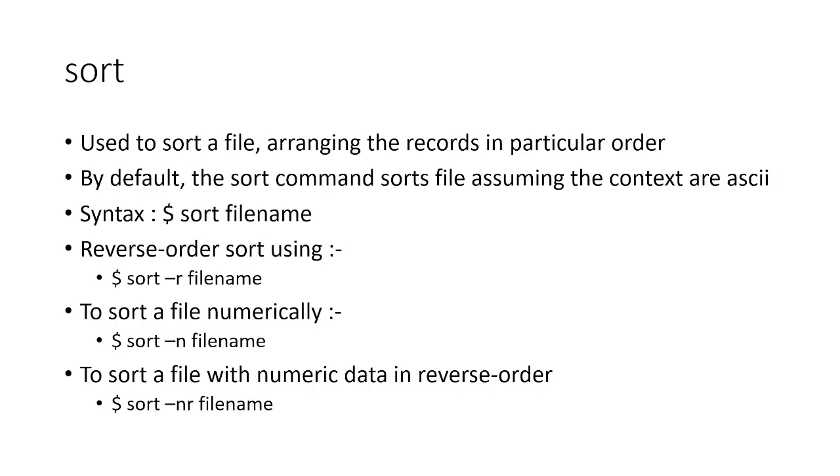Sort. It is used to sort a file, and it is used for arranging the records in a particular order. By default, this command sorts a file assuming the contents are in ASCII. It can reverse the order by using the minus r option. And if you want to sort numerically, you can give sort minus n. And if you want to reverse that numerical data, you can give sort minus nr.